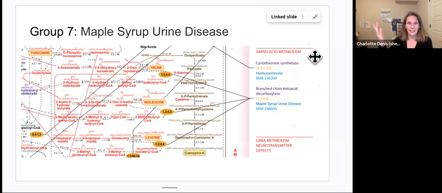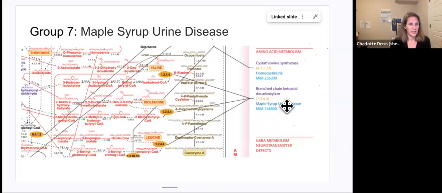What am I missing? Nucleic acids are in a different color. And I referred to this diagram a whole bunch of times all the way through the unit, so we're used to it by then. So a student group might choose this condition, maple syrup urine disease, to investigate.